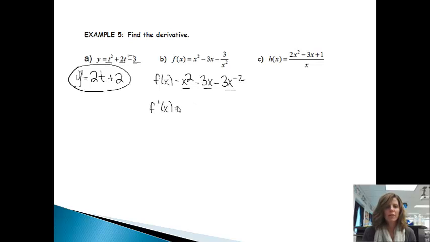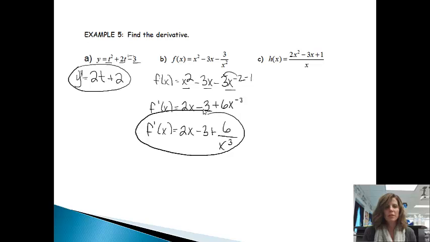So I'll have the derivative is equal to the derivative of x squared, using my power rule, will be 2x, and then minus the derivative of 3x will be 3, and then minus the derivative, if I bump that out front, actually negative 2 times that negative 3 will give me a plus 6x, and then if I subtract 1, negative 2 minus 1 is negative 3. Okay, and then we could rewrite this one more step because we don't deal with negative exponents right now, so we'll have the derivative is equal to 2x minus 3 plus 6 over x cubed, and that is my derivative.